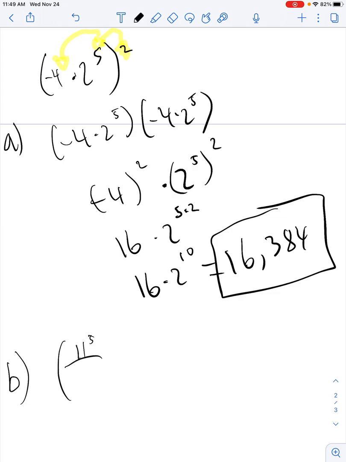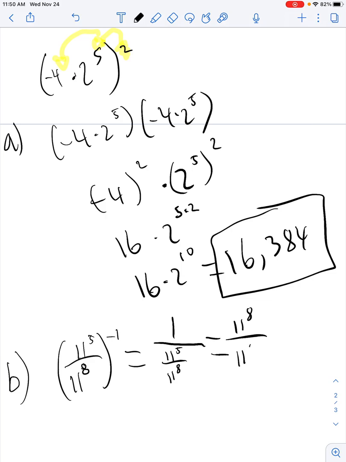11 raised to the 5th power divided by 11 raised to the 8th power, and then this is all to an exponent of negative 1. So again, remember, if my exponent is negative, I take it down into the denominator. And so I should have 11 to the 5th over 11 to the 8th. But then when I divide fractions, I get keep, change, flip. So what I end up with is I flip-flopped my numerator and my denominator.